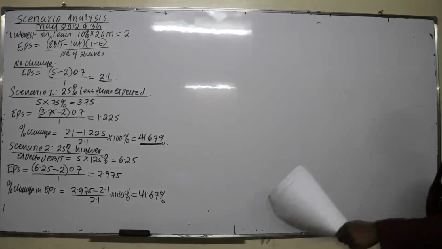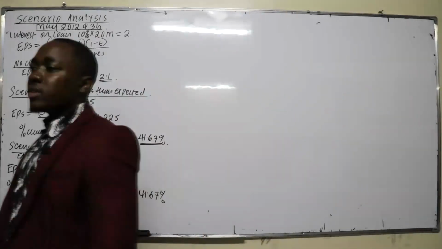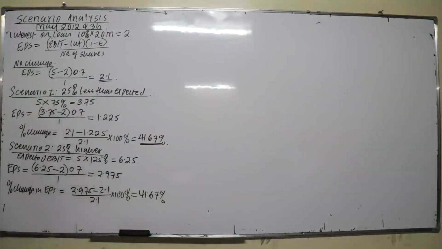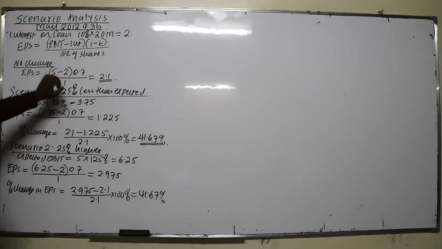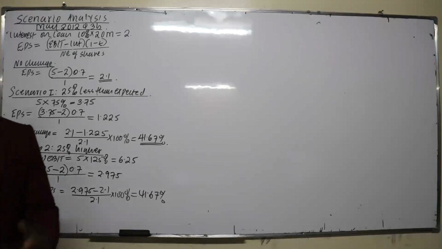You see, for example, the other question we had just done, the cost of plant, running cost, and saving, we evaluated each at a time because it assumes that variables are independent. What about in scenario analysis? Here we had three factors: the number of shares, EBIT, interest. But we assume that all variables are related, so we analyze them at the same time.